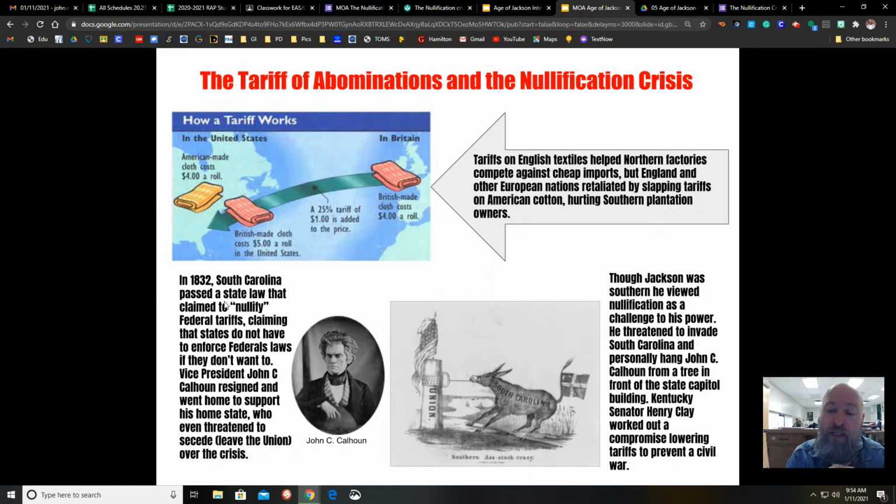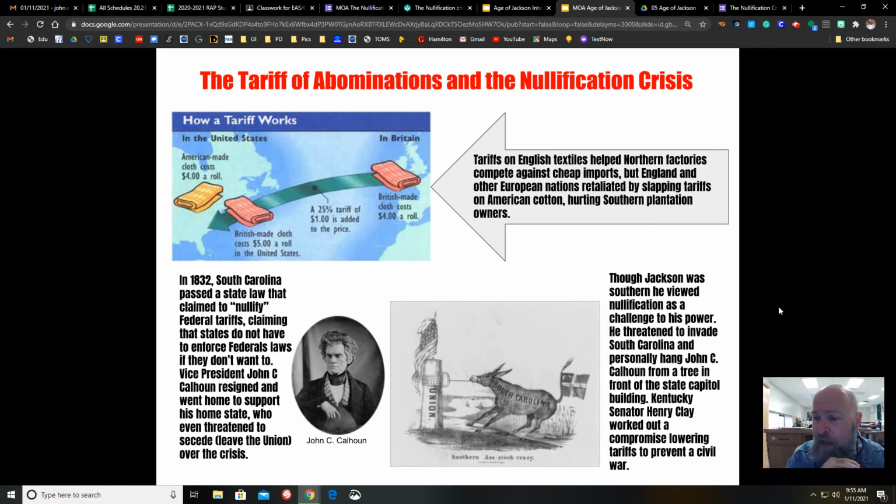But South Carolina was serious about this to the point that Vice President John C. Calhoun, who was from South Carolina, actually quits his job as vice president, goes home to South Carolina, and in the state legislature in South Carolina, they actually threatened to secede from the Union. The same thing they're going to do 30 years later. Well, President Jackson doesn't like this. Now Jackson was a Southerner. And he understood why Southerners didn't like these tariffs, but he looks at this as a direct assault on his authority. And he takes this personally.